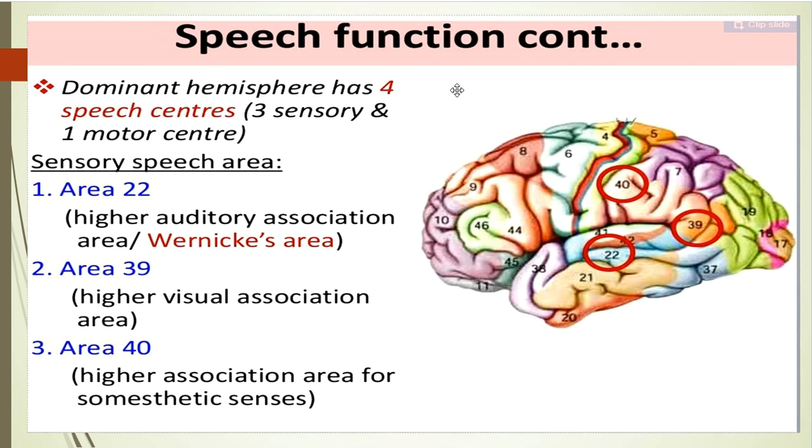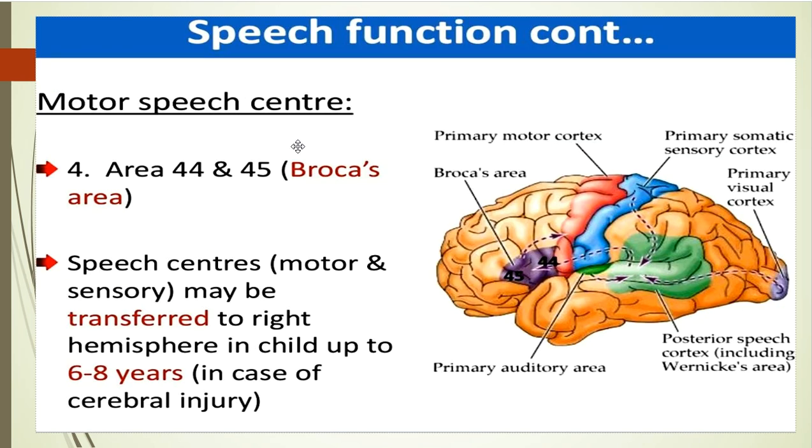The dominant hemisphere has four speech centers, three sensory and one motor. The sensory speech areas are areas 22, 39 and 40. Area 22 here is Wernicke's area, the higher auditory association area. And here is the higher visual association area. And here is the higher association area for somesthetic senses. The motor speech center is areas 44 and 45, that is Broca's area. Here is Broca's area.